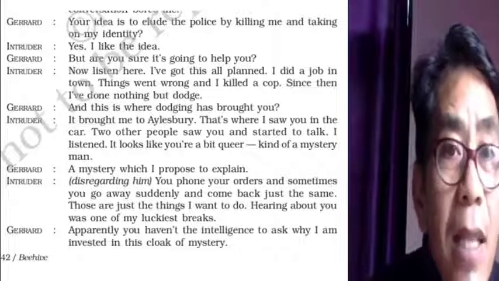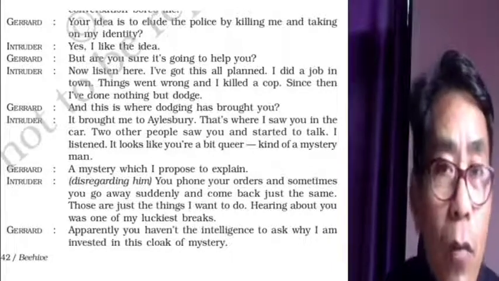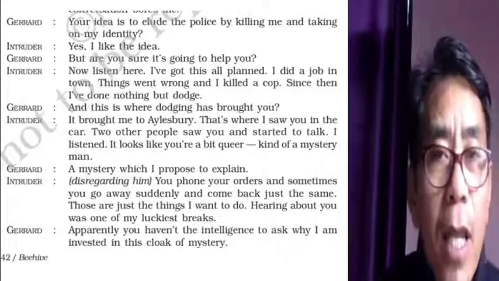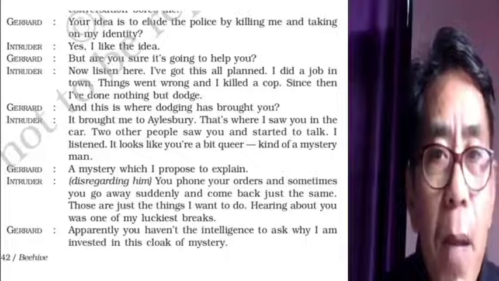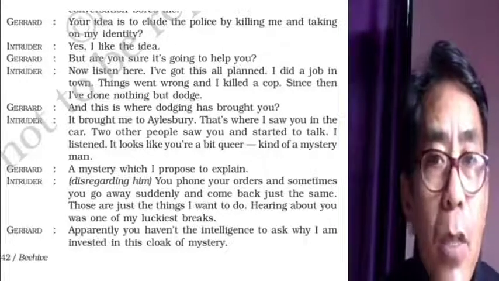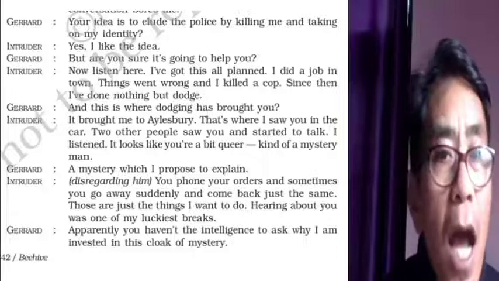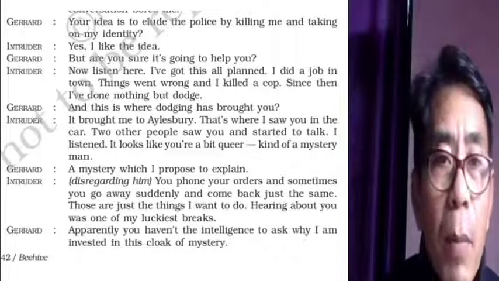And Gerard, this is where dodging has brought you. After running all this way, you finally found my cottage, where you hide, intruder. It brought me to Aylesbury. That's where I saw you in the car. Two people saw you and started to talk. I listened. It looks like you are a bit quiet, a kind of mystery man.